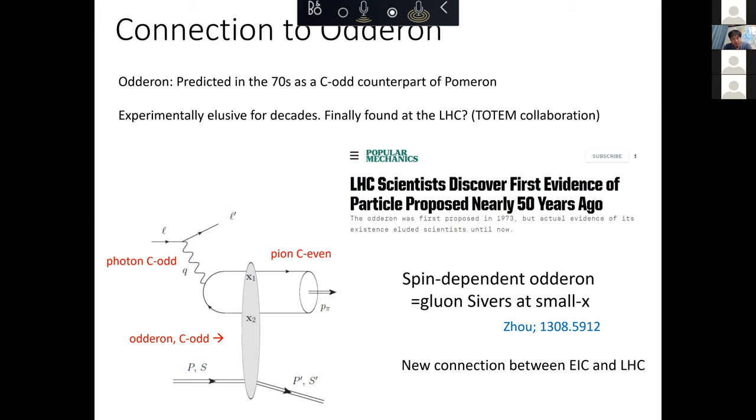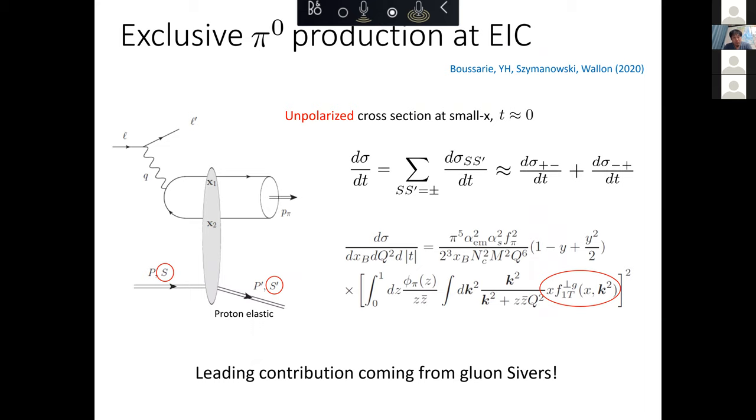You were talking about the J/psi production, right? Yes, but even if you have J/psi here instead of pion, then there is no Odderon. Yeah, there is no Odderon. Yeah, okay. So we chose the pion in order to make it C-odd.